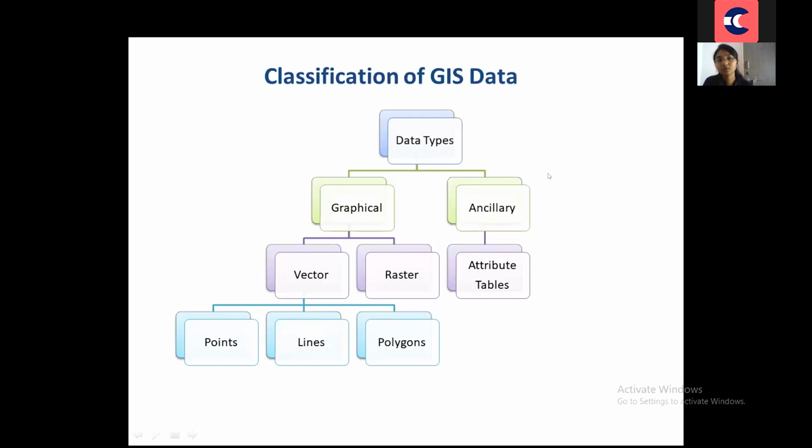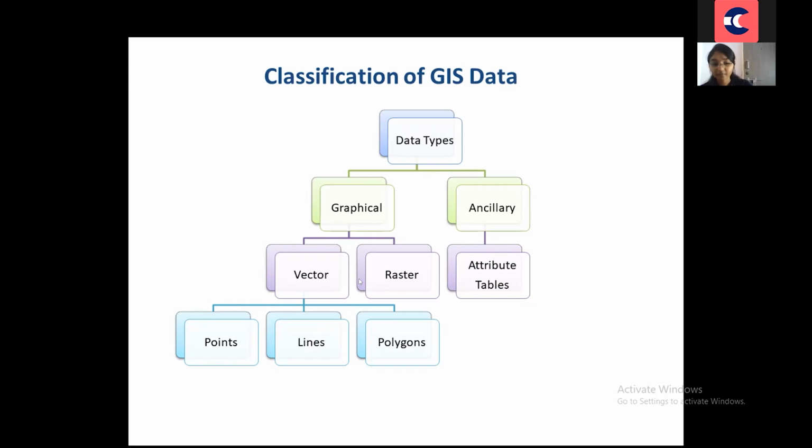Okay. So this is the classification of GIS data. Now we understood there are graphical data and ancillary data. All the shapefiles, point, line, polygon, all this vector data are part of graphical data. Raster data are also part of graphical data. Raster data and vector data are both part of graphical data. We can see it as graphics, and then another one is ancillary data. Ancillary data, we can call it metadata as well. It's information which comes with graphical data, right?